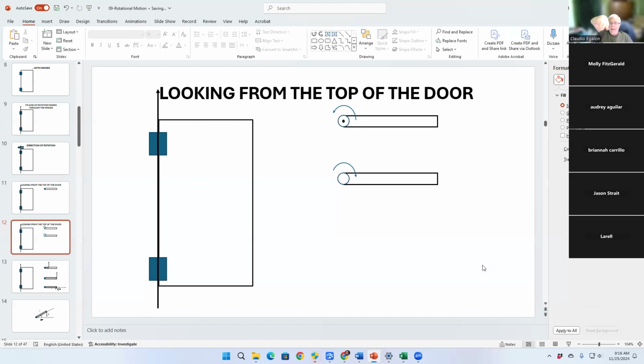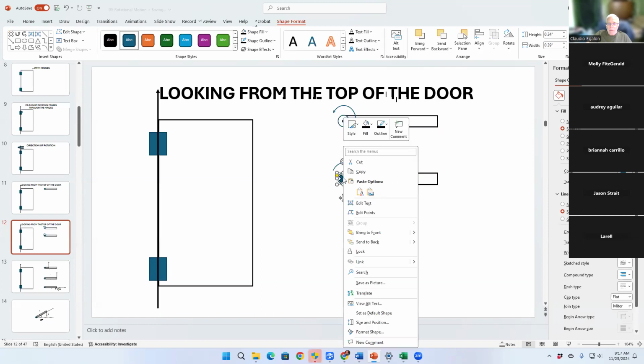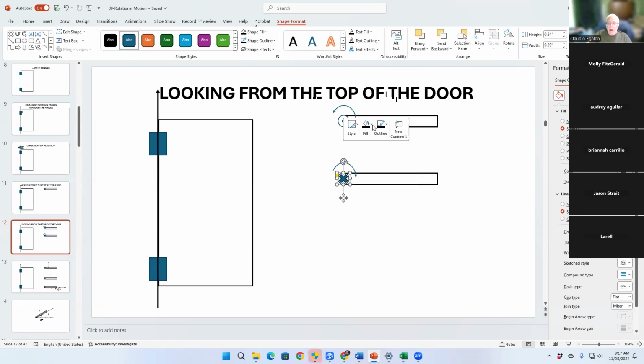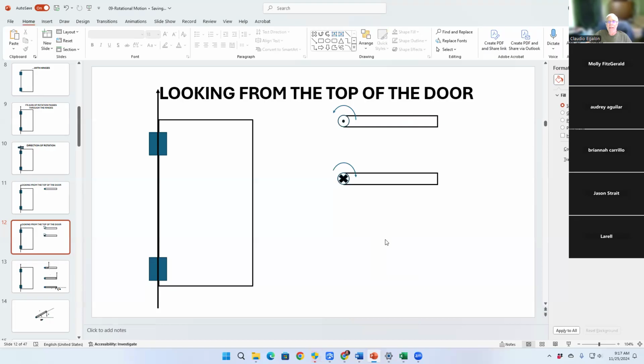Now you do the right-hand direction in the second figure, right? And then we illustrate a cross. This cross is an illustration of the back of the arrow. Like that. This cross here, illustrating the back of the arrow, the direction of the angular velocity vector. Okay?